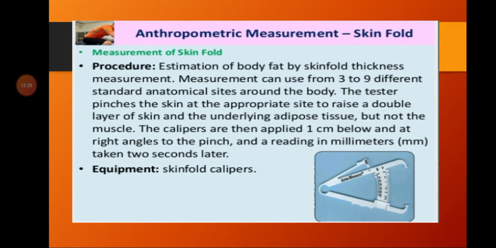Then measurement of skin fold. The procedure. Estimation of body fat by skin fold thickness measurement. Measurement can use from 3 to 9 different standard anatomical sites around the body. The tester pinches the skin at the appropriate site to raise the double layer of skin and the underlying adipose tissue, but not the muscle. The calipers are then applied 1 cm below and at the right angle to the pinch, and a reading in millimeters taken 2 seconds later. The equipment required: skin fold calipers.